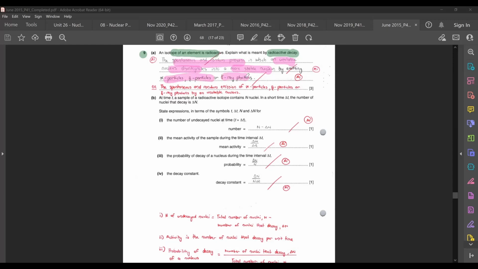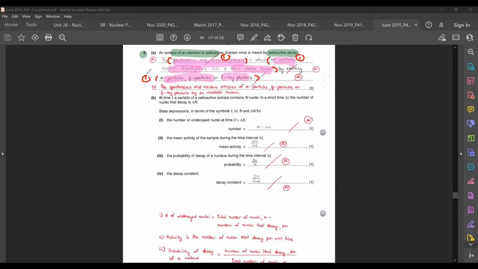Okay, this one is worth 3 marks. So what are the specific marks here? You mentioning spontaneous and random is 1 mark. You mentioning your unstable nucleus becomes a more stable nucleus is 1 mark. You mentioning what is emitted, alpha, beta, and gamma is another mark. Those are where your 3 marks come from.